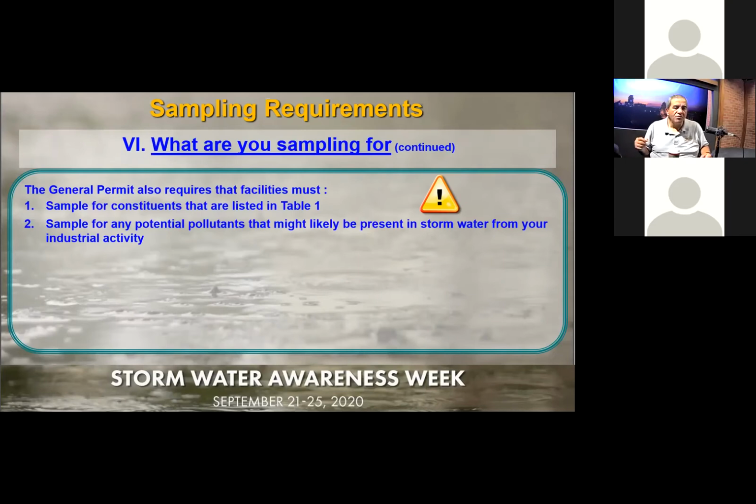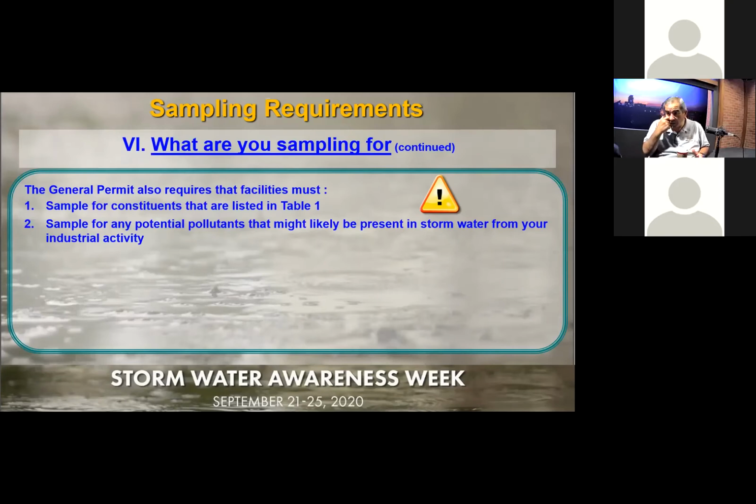Yeah, well, we cut aluminum a lot over here. Okay, well then you need to add aluminum to your sampling regimen. Whatever industrial activity you have, if it could affect your stormwater, if the constituents could end up in your stormwater, you're required to add that to your sampling regimen.